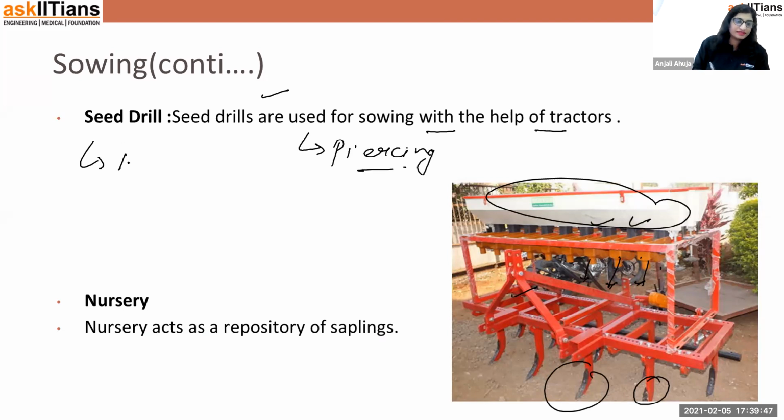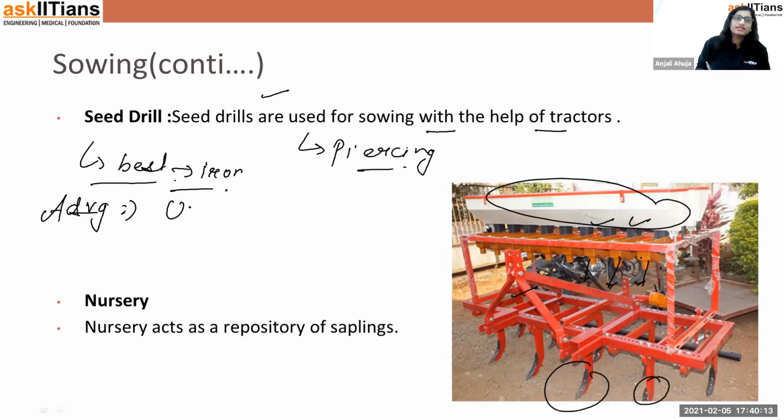Seed drill is the best method other than broadcasting, other than the funnel thing. So you can explain in the modern method that there is a metallic or iron long pipe-like, funnel-like structure. With the help of a plow, we are cutting the soil and then following it, we are just distributing the seeds. That's it. So if a question comes in your paper asking what the advantages are, you can just write there is a uniform distribution.